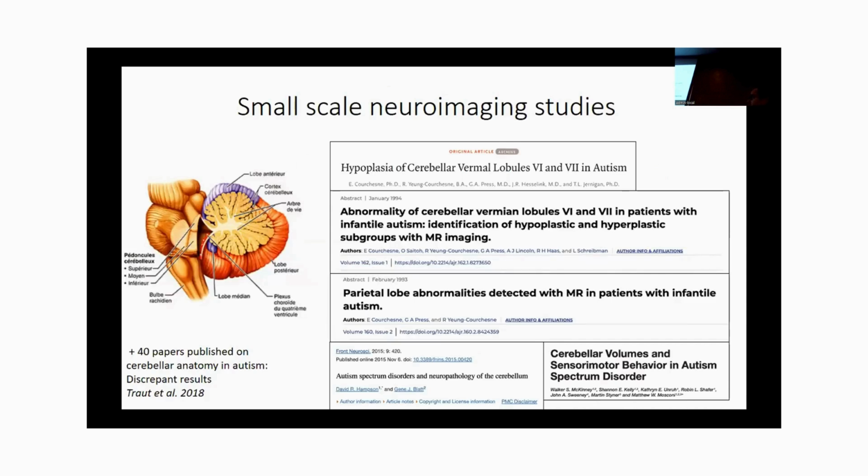Since 1993, more than 40 papers have been published asking exactly the same question, which is whether the cerebellar anatomy is different in individuals with autism and controls. And after more than 40 studies published, the meta-analyses are negative. The results are sometimes marginally positive. Sometimes it's also going completely in the opposite direction.